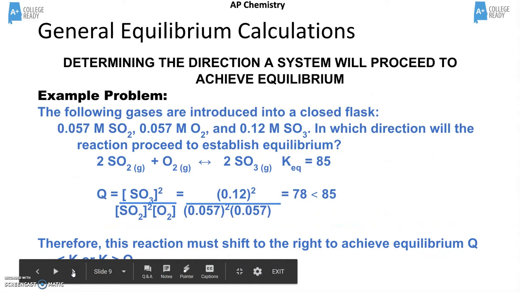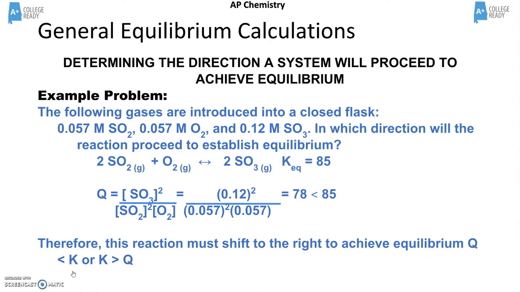All right, so let's look at a practice problem. Notice it says the following gases are introduced, hint, hint, hint, key word right there, into a closed flask. They give you concentration, so we will be writing in concentration form with brackets. They give us a K value, so we're going to compare Q to K. So again, products over reactants. You put your product amount raised to the coefficient over your reactant amount, plug it in, and notice our Q value is less than K. So if our Q value is less than K, the equilibrium must shift to the right to achieve equilibrium.